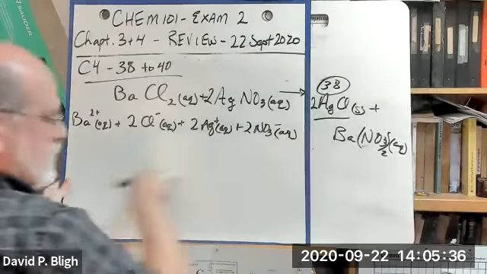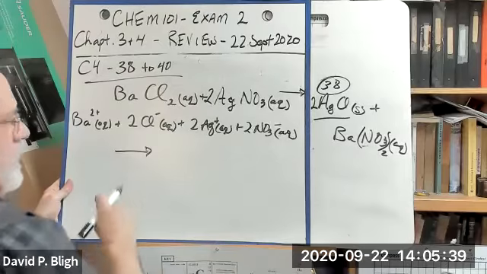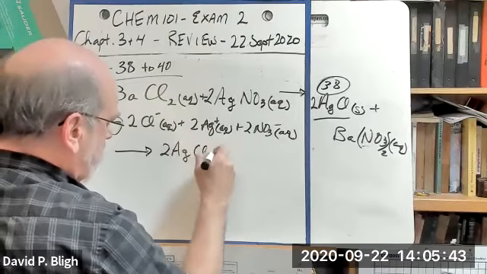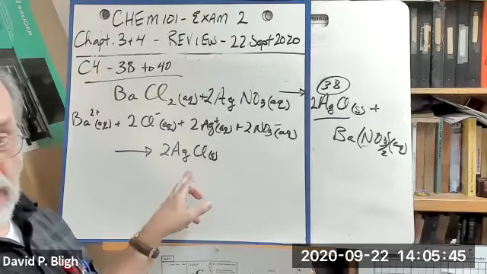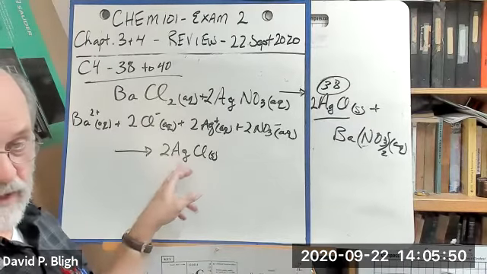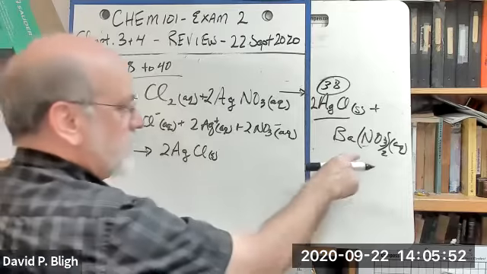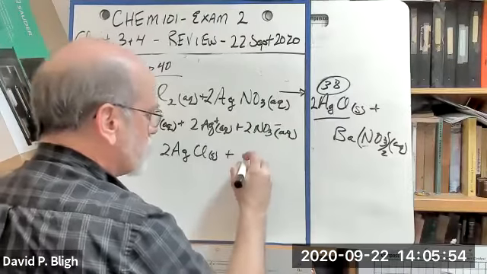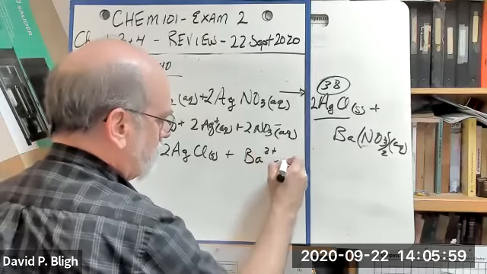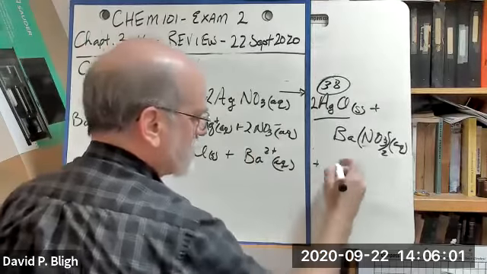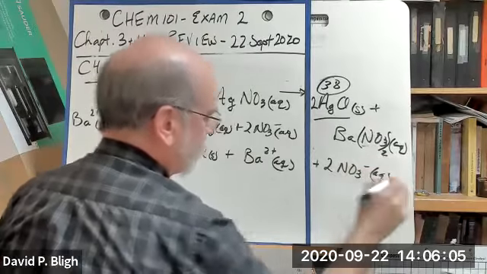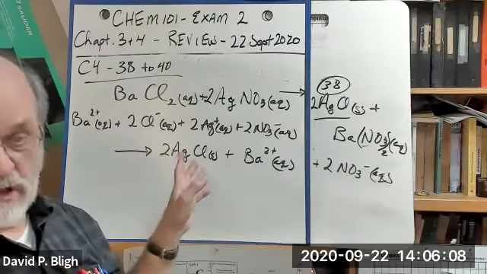And then I'm going to draw this over here. And then on the product side, you have the precipitate that remains whole. That precipitate cannot be broken apart. So you have to leave it alone. But this one can be. It's in solution. You have 1 barium plus 2 nitrates. That's your complete ionic equation.